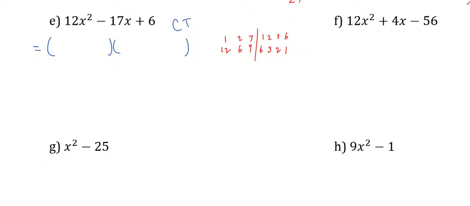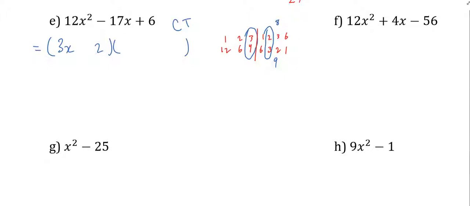The 6 is positive, so the signs are the same. So when I multiply them, I get a positive number. 2 negatives makes positive, 2 positives makes positive. The middle term is a negative, so both numbers must be negative.